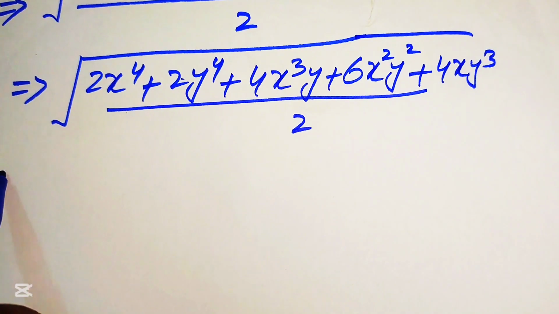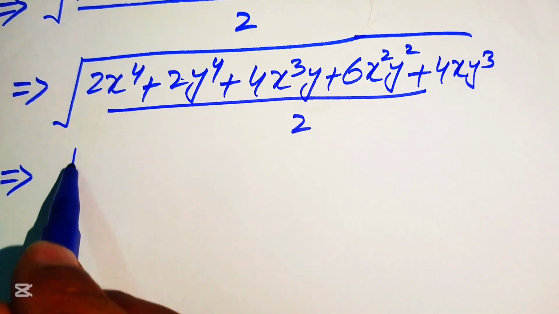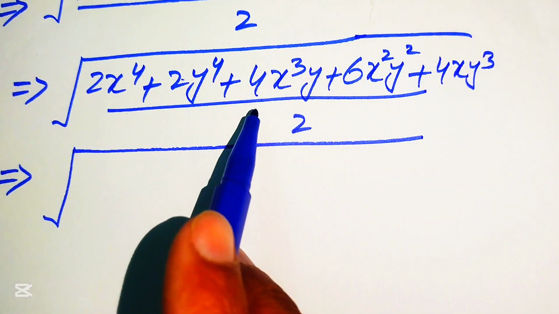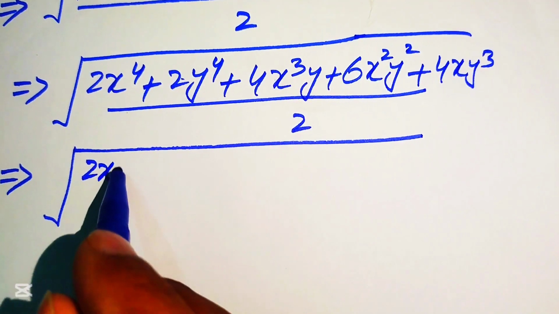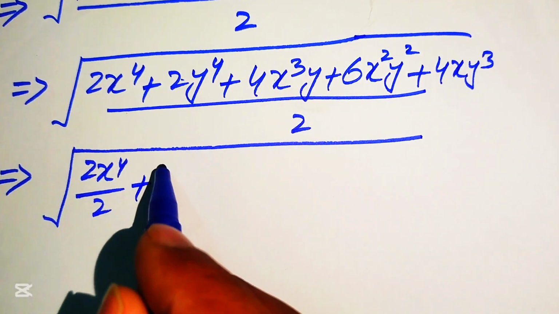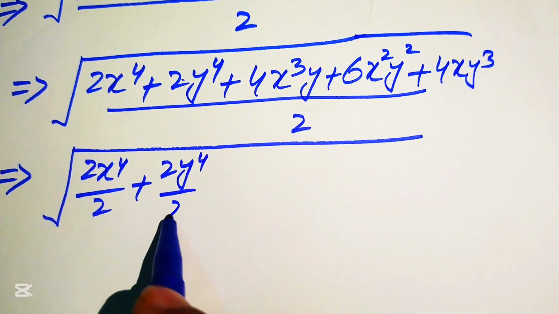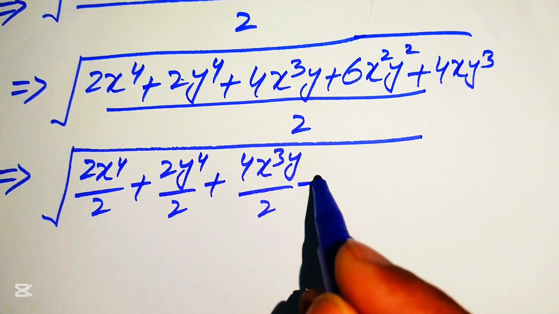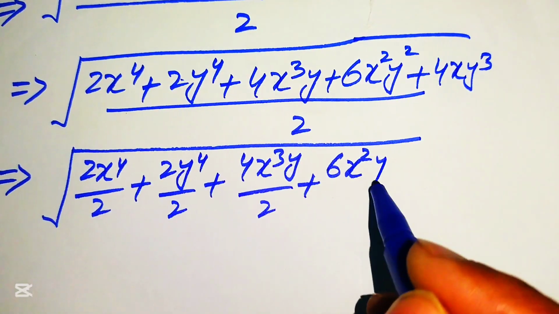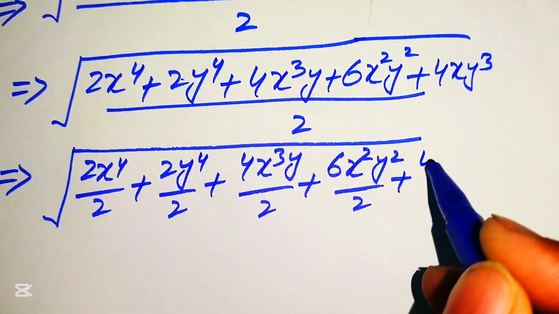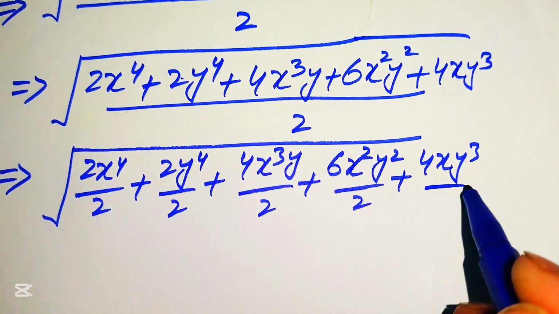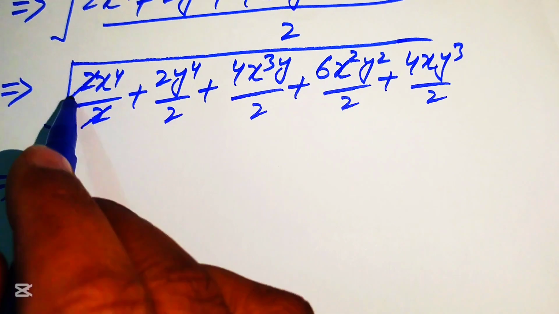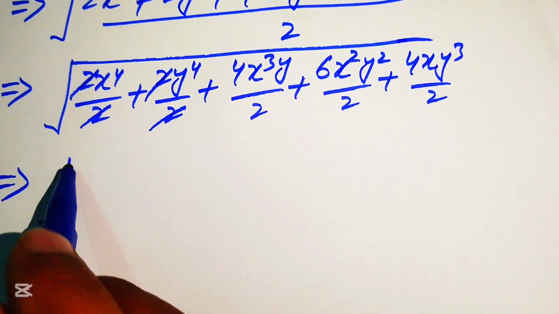So if you see here in each of the above terms, we will just break this fraction and write the 2 separately under each term, and it will be written as 2x to the power of 4 divided by 2 plus 2y to the power of 4 divided by 2 plus 4x cubed y divided by 2 plus 6x squared y squared divided by 2 plus 4xy cubed divided by 2. So here we need more simplification. This 2 is cancelled out by this 2, this 2 is cancelled out by this 2.